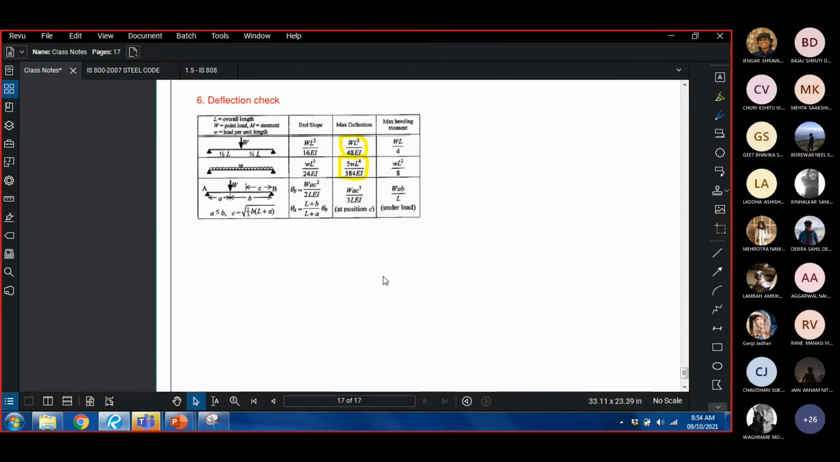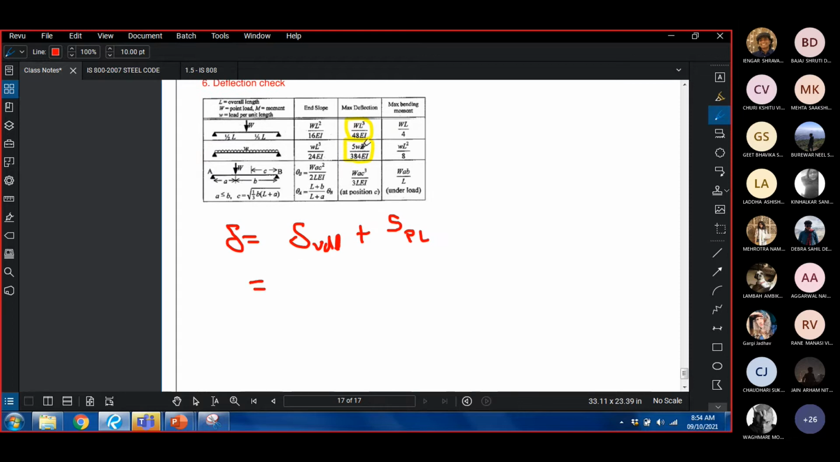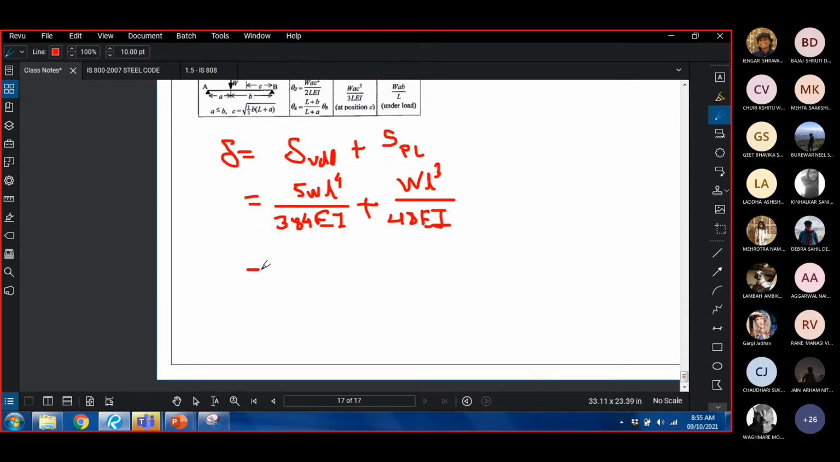So the total deflection is equal to the deflection because of UDL plus the deflection because of the point load. Now the deflection because of UDL is 5 WL power 4 upon 384 EI, and the deflection due to point load is WL cube upon 48 EI. I'll just plug in values here.